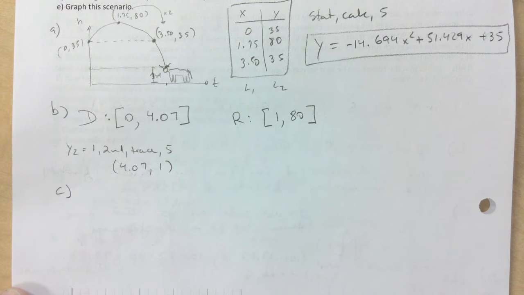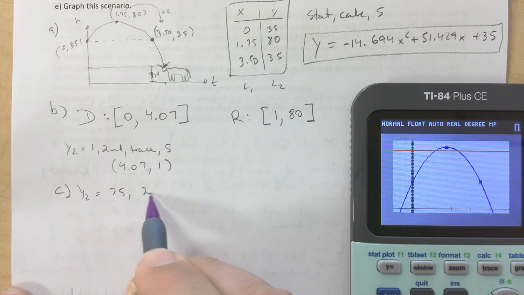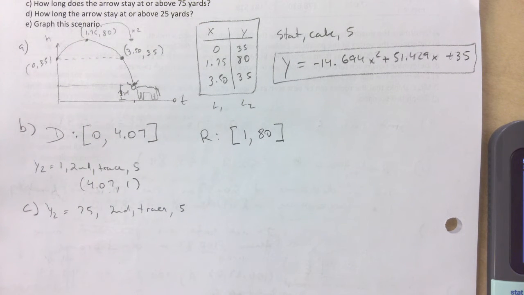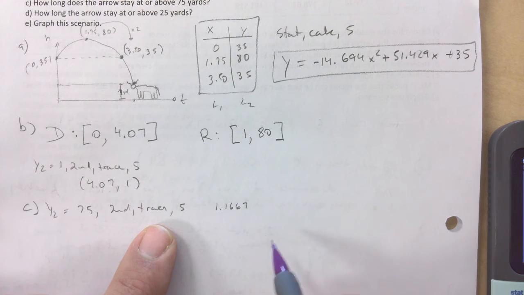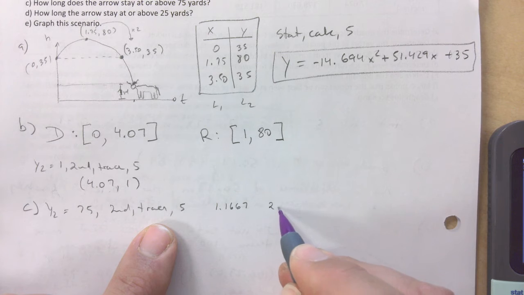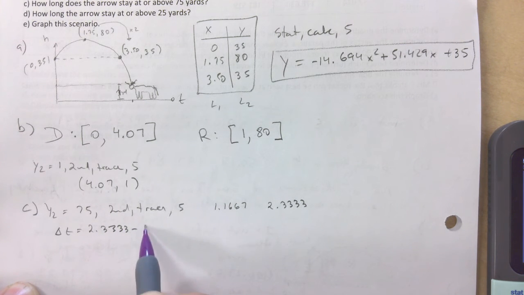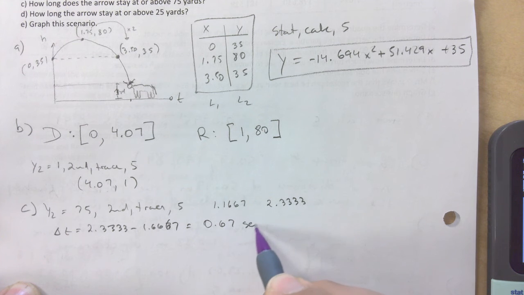C, how long does the arrow stay at or above 75 yards? So then it's just 75 here, right? You graph it. So y2 is equal to 75, second trace 5. And there are 2 instances, so I'm going to write down those 2 numbers, okay? The first one is 1.1667, right? Second trace 5 for the other one. You can't see it on your screen, but I trust that you will do that yourself, right? So delta time. Remember, at least 4 decimals. And that's 0.67 seconds, okay?